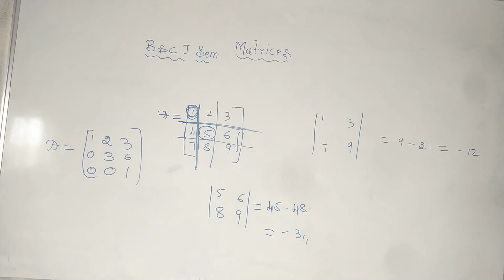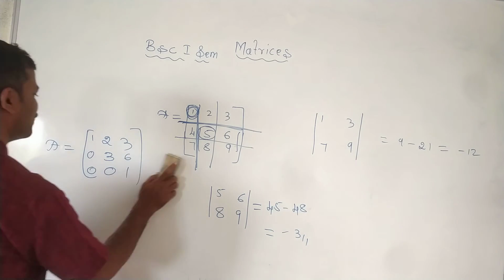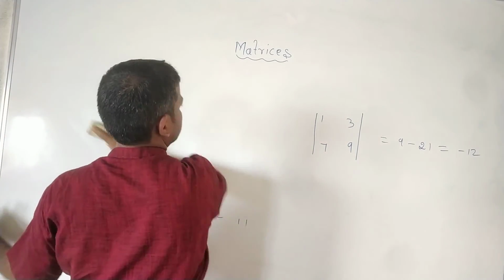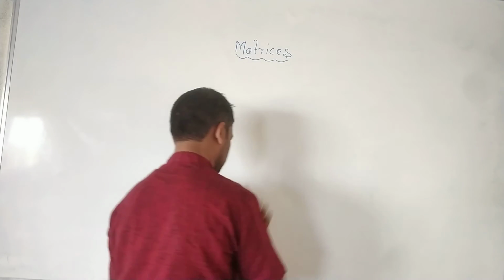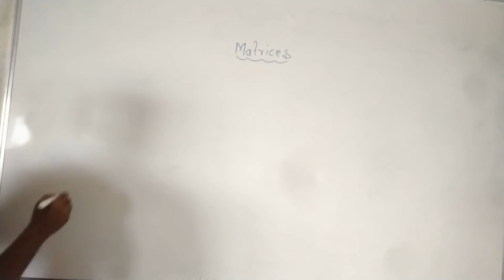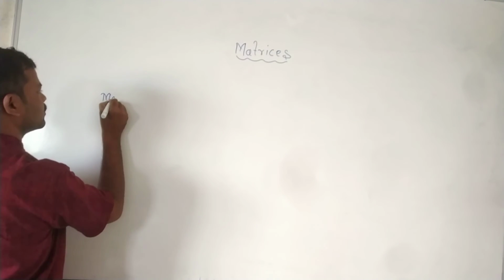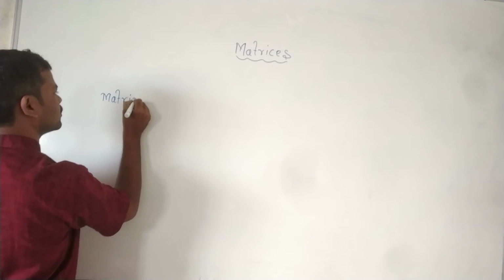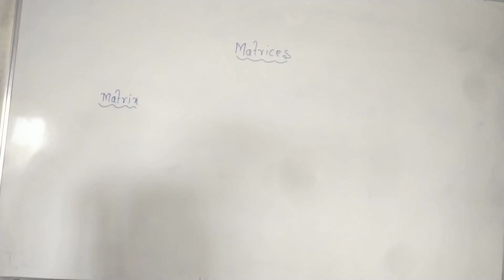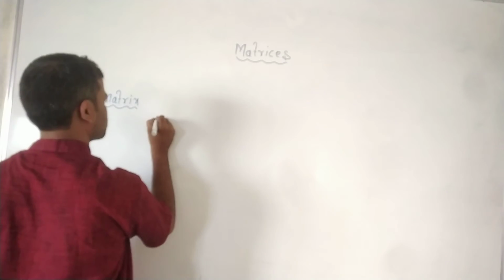Let me take the notes on this; write it down. First we'll start with the definition of the matrix. What is a matrix? Let us see. Matrix means a rectangular arrangement.